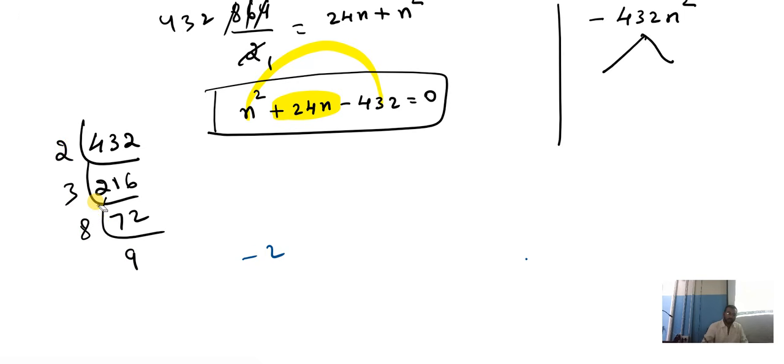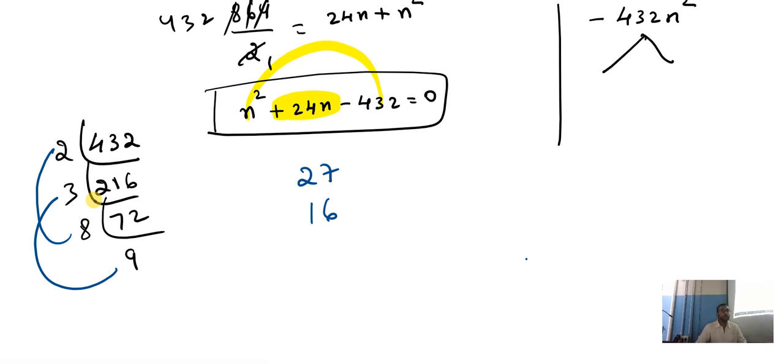Now do one thing: from these 4, compare two numbers with two numbers. Shall we take 8 and 2, 9 and 3? 8 3s are 24, 9 3s are 27. 8 2s are 16, 9 3s are 27. Yes, sir. Is it?